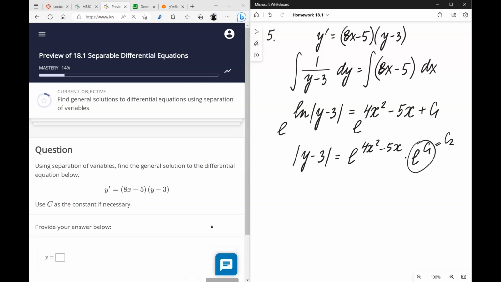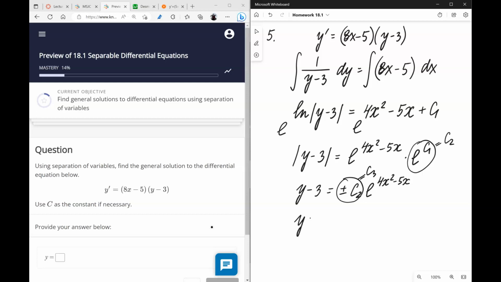Now, we are going to handle the absolute value. So if the absolute value of y minus 3 equals something, it means that y minus 3 will be equal to plus or minus that something, and that plus or minus can be absorbed by the constant, so let's just call it C3.